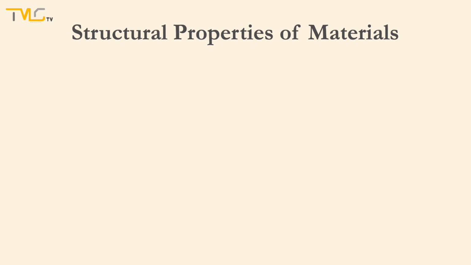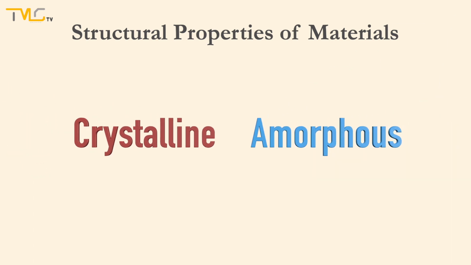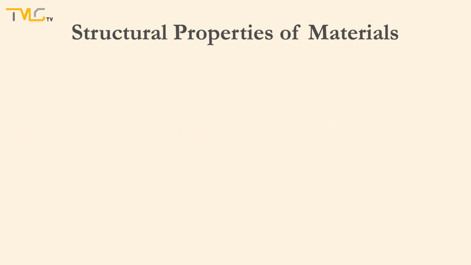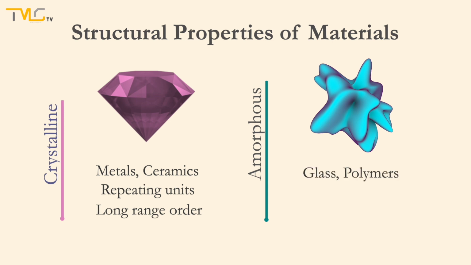Structural properties of materials are of significant importance. Structurally, materials can be crystalline or amorphous. Crystallinity is observed in material groups like metals or ceramics. In these materials, we see repeating units forming a long-range order, as a result, the crystal structure. On the other hand, when we look at the amorphous materials, we see them being generally glass or polymer materials, where the units are randomly distributed and as a result show short-range order.